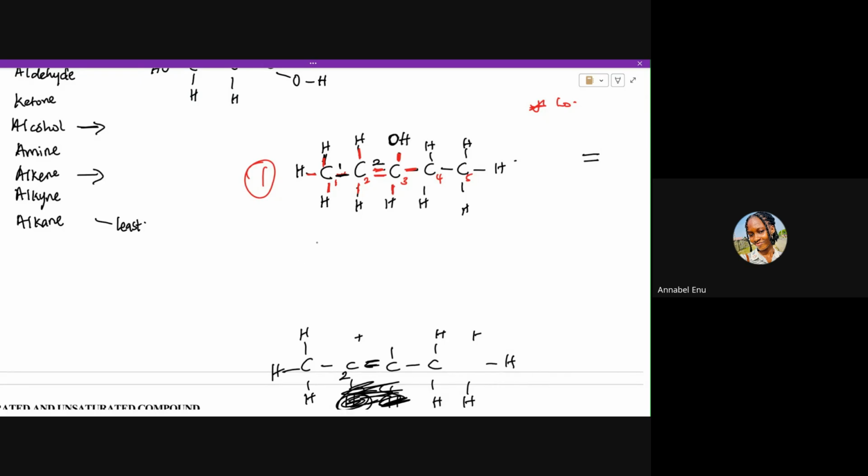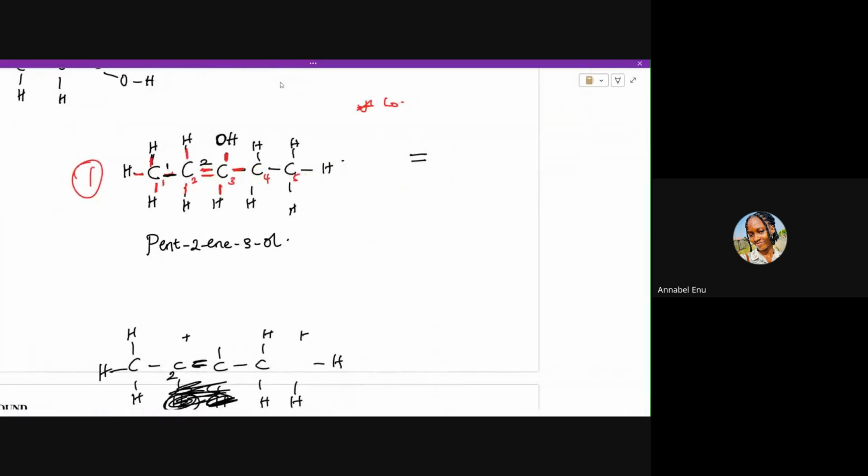So to properly name this, we say pent-2-en-3-ol. Why are we saying 3-ol? Because the alcohol is attached to the third carbon. These positions, 1, 2, 3, are very important. Because of that, we'll have to number in a way that befits that pentane. Another example to explain that.